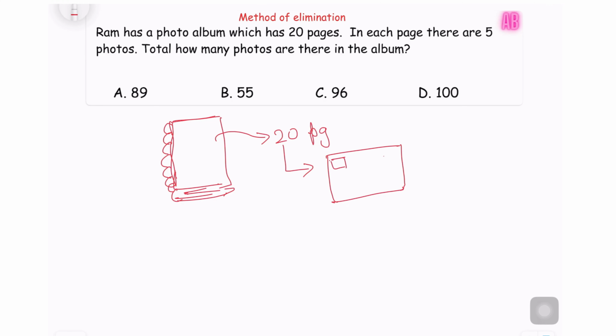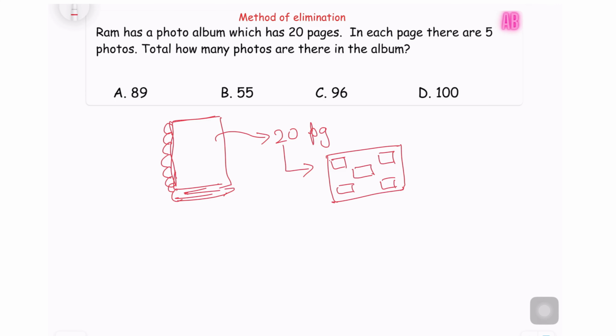Okay, so there are 20 pages. One page has 5 photos, so 20 pages will have 20 times 5 photos, right? Now I want you to focus on this question and try to solve this question by method of elimination. What is method of elimination? Method of elimination helps us to remove the options which are not correct.